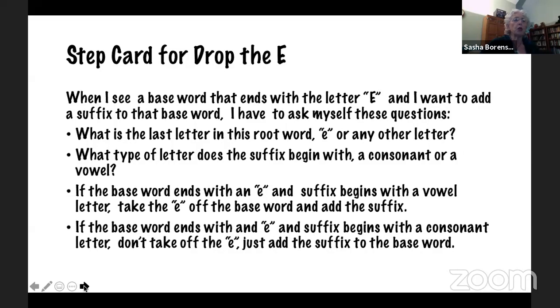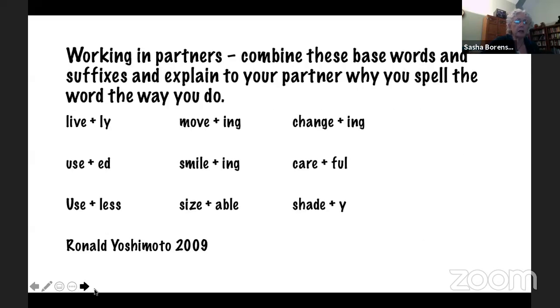And if the base word ends with an E and the suffix begins with a consonant, you don't take the E off. That's the drop the E rule. Pretty easy, eh? Aren't you impressed with yourselves?